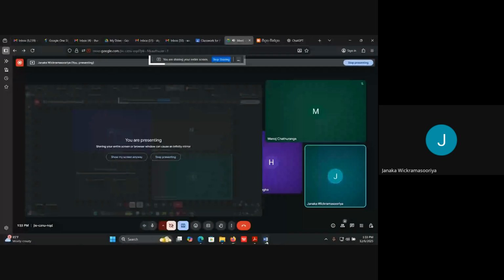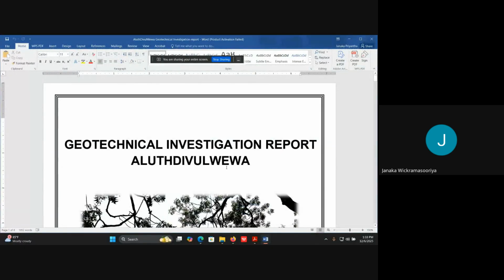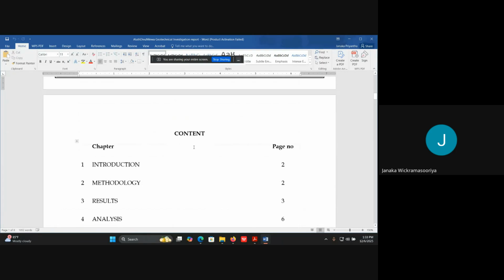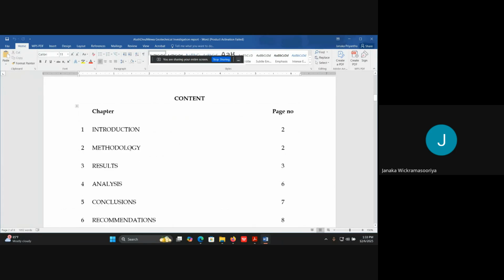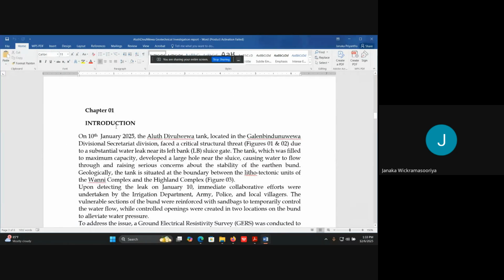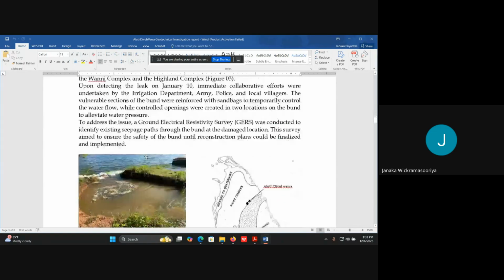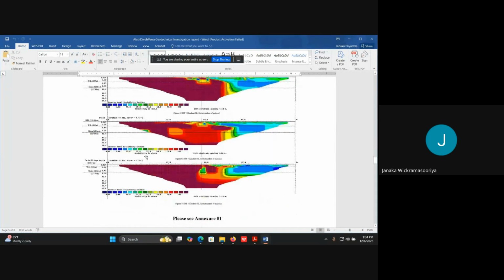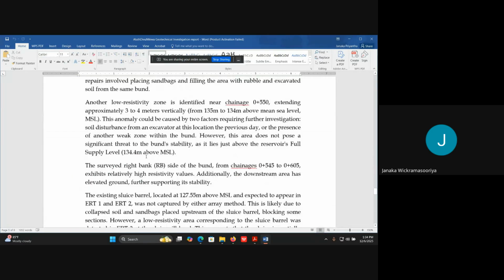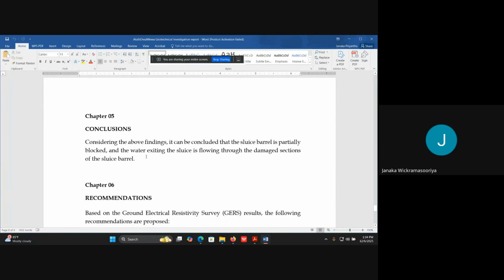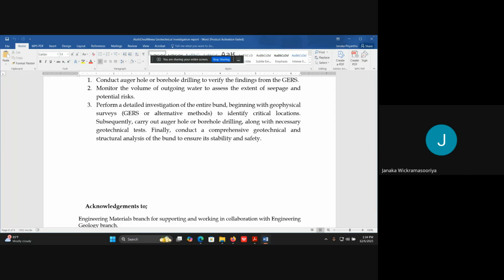So this would be one report that we have prepared, a geotechnical investigation report. What they ask for is the chapters: introduction, methodology, results. In the introduction, you will have to give an introduction, and then the methodology, how you did this, the results, analysis and the test results, conclusions and recommendations. So you have to mention those things.